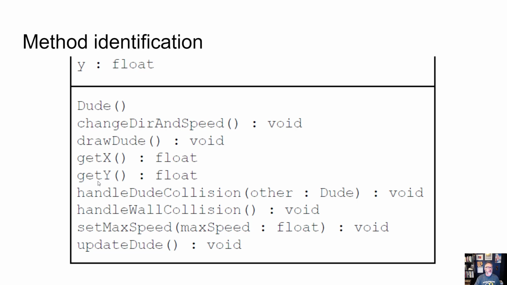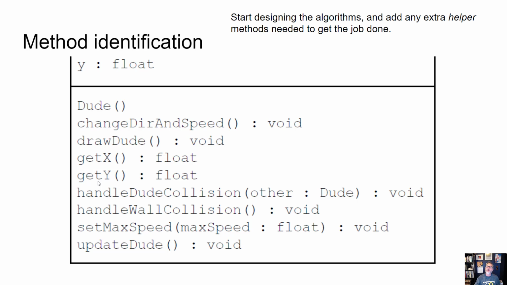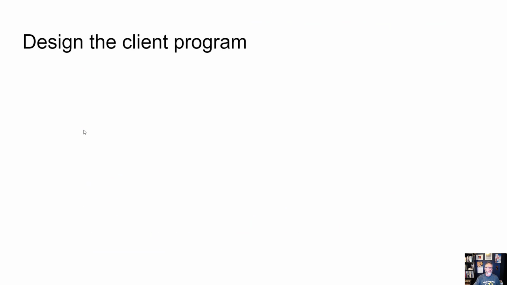Okay, so we start then designing our algorithms for these things, and as we do that, then we might add any helper methods that are needed. So this change direction and speed, for instance, wasn't in our previous list, but in the process of designing our algorithms, maybe we found that we need this method. And so those are helper methods that aren't really part of the interface, but are required for this to get its job done.